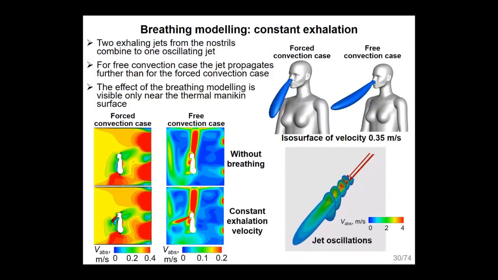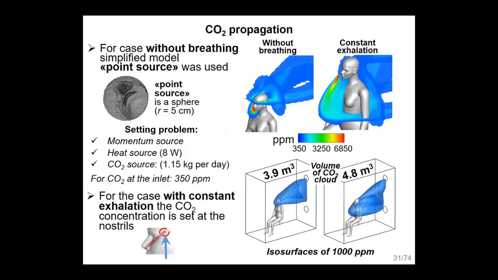As for breathing modeling, again, we get an unsteady solution even when we use the constant exhalation model. The jet is very unstable, and even the Reynolds-averaged Navier-Stokes approach cannot obtain a steady state solution. We have to use unsteady RANS modeling. In fact, this breathing modeling does not influence the flow much. Only local differences are detected as compared with the flow field without the breathing model. But it is critical for carbon dioxide propagation modeling, and it is critical to set an appropriate model.